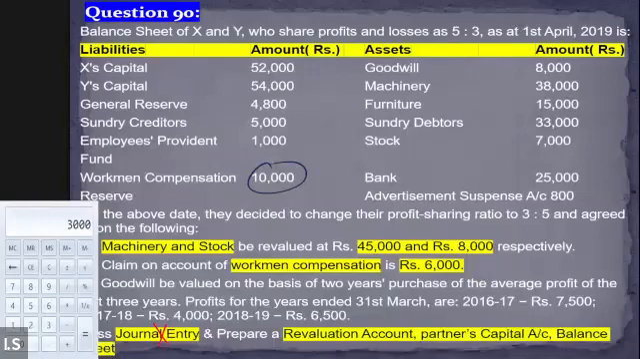Now moving on to the next item. I think we dealt with every adjustment given in the question. Now we'll move to the balance sheet. In the balance sheet, first of all, we have the goodwill. Goodwill needs to be written off, right? The loss of writing off the goodwill needs to be borne by both the partners X and Y. So 8,000 will be distributed among the partners in the old PSR.